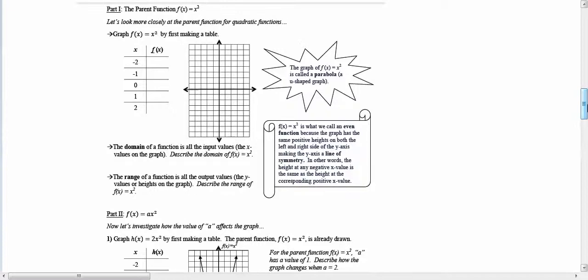Alright, so check this out. Here's the way we're going to look at this thing. We have a parent function x squared. Now, I'm going to make a little table for you. You've already graphed this in the previous homeworks before.